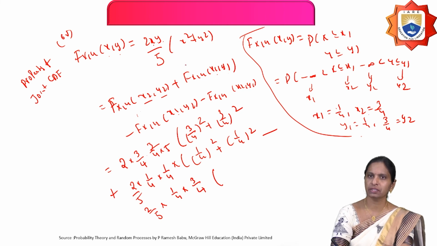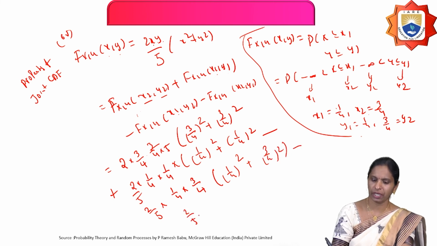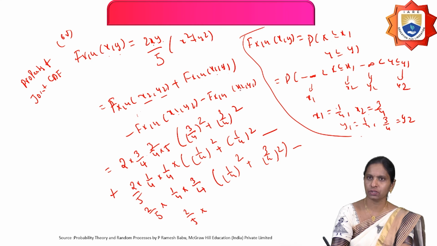x1 square plus y2 square. Sorry, x1 square plus y2 square. What is x1 here? 1 by 4. So (1 by 4) square plus y2 is what here? (3 by 4) square minus 2 by 5 into here x2 comma y1. Nothing but in place of x as x2, in place of y as y1.